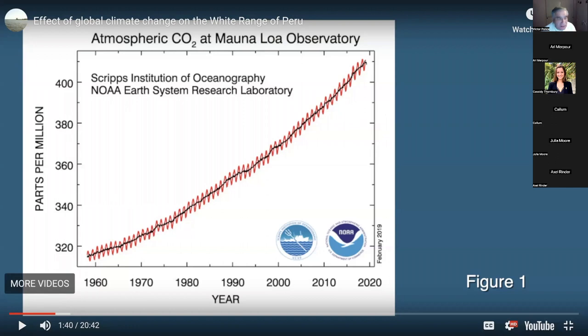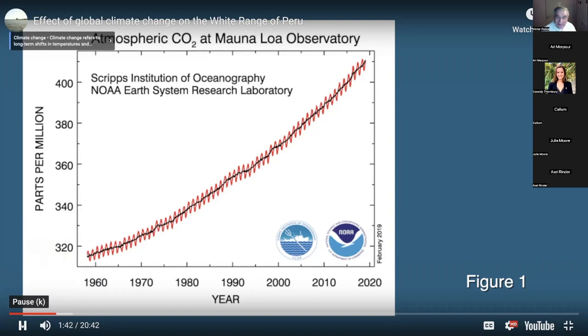See, for instance, here it indicates that the concentration in this black dot is 410. But now it is 419. That's nine points. So it's gone up and it is continuing to go up. As a matter of fact, it's going up faster than it used to in the 70s and 80s. Why would that be? There's a reason for that. I'm not going to talk about it, but there's a reason for it.